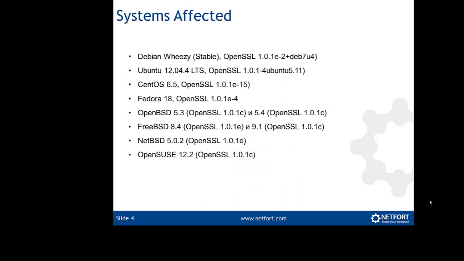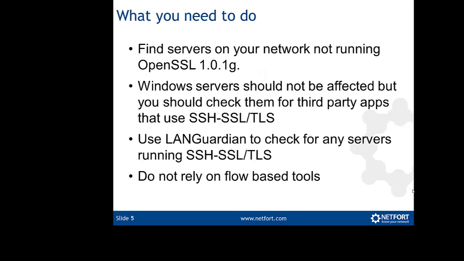There are many systems affected, lots of different flavors of Linux and operating systems. Now, it doesn't really affect Windows, but don't assume that a Windows server isn't impacted because there might be third-party software. So what do you need to do? Well, you need to find servers on your network not running OpenSSL 1.0.1g. Again, Windows servers should not be affected, but you should check them.